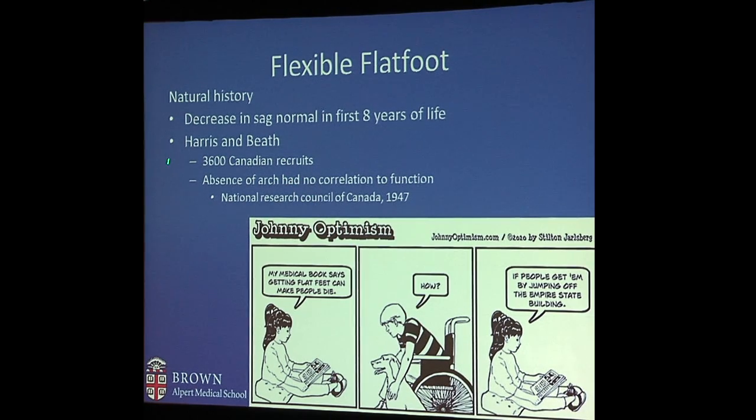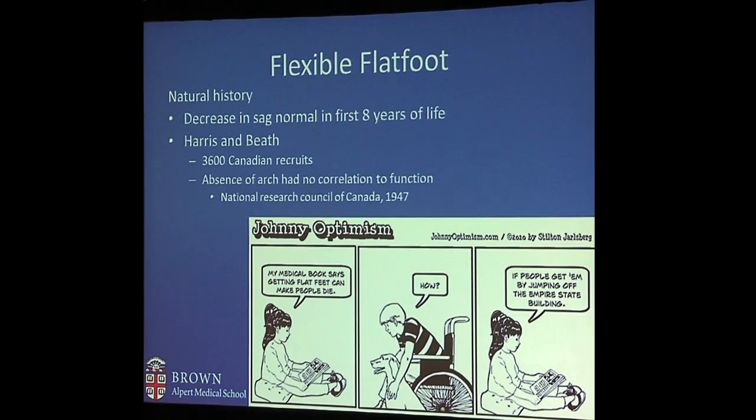So what's the natural history? Again, flat feet only kill you if you get them by jumping off the Empire State Building. So in the first 8 years of life, this will spontaneously improve. Harrison Beath did a study in the 40s. They took over 3,000 Canadian Army recruits and had them answer questionnaires about foot symptoms, looked at stress fractures, et cetera, and they couldn't find any correlation between flat foot and having injuries.